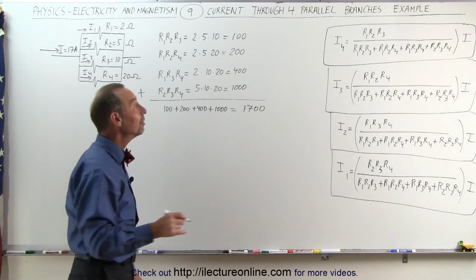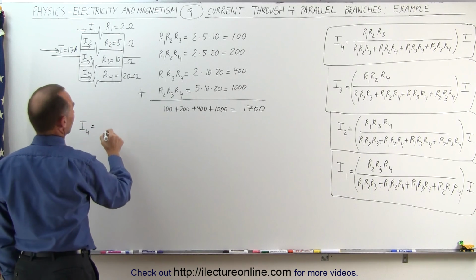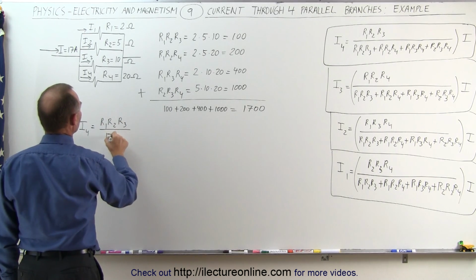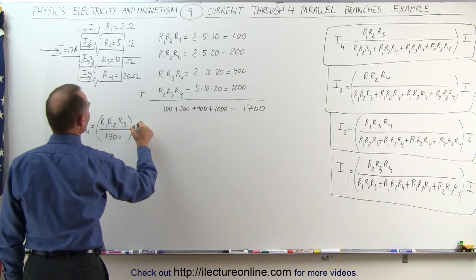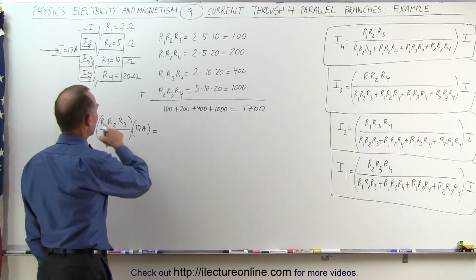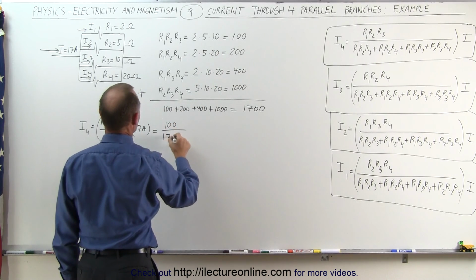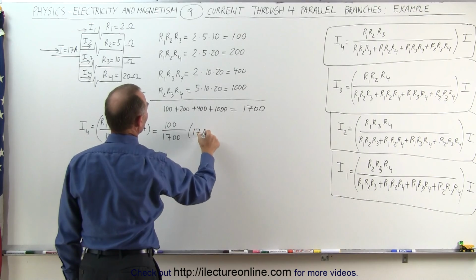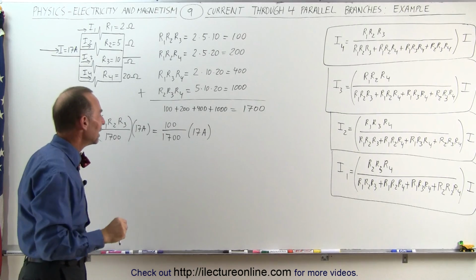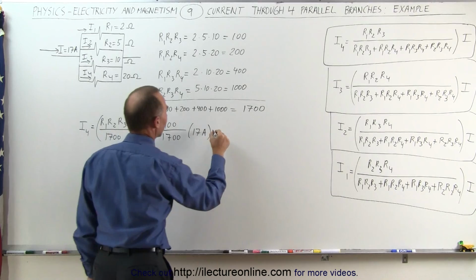Now we can calculate the individual currents, starting with I4. I4 is equal to R1, R2, R3 divided by 1,700, multiplied by the 17 amps, the total current entering the branch point. So that's 100 divided by 1,700 times 17 amps. Notice how carefully I picked the current entering to make the calculations easier. 17 divided by 1,700 is 1 over 100, times 100, which is equal to 1 amp.